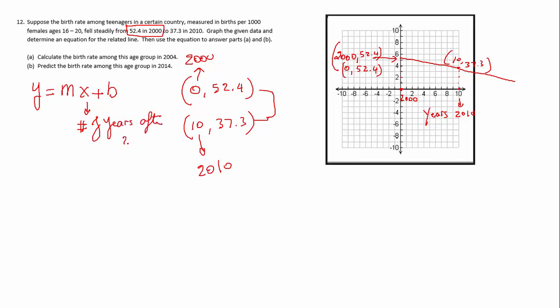after the year 2000, and y is the corresponding rate, measured in births per 1,000 females, so it's called the birth rate among teenagers. So the birth rate measured in 1,000 females ages 16 through 20, the whole thing. Okay, so let's find the slope. The slope is always the change in y divided by the change in x.